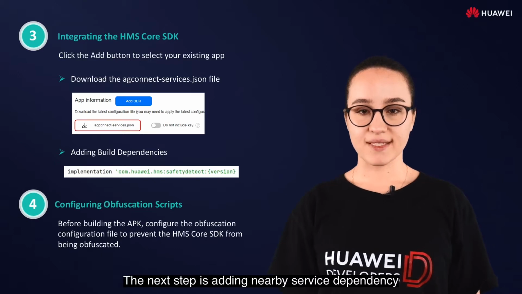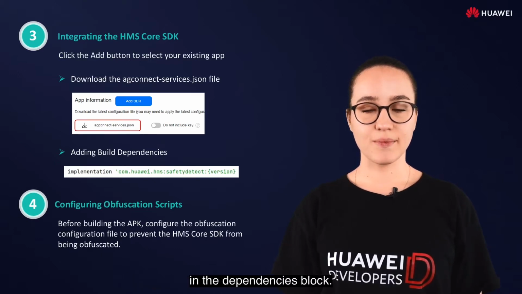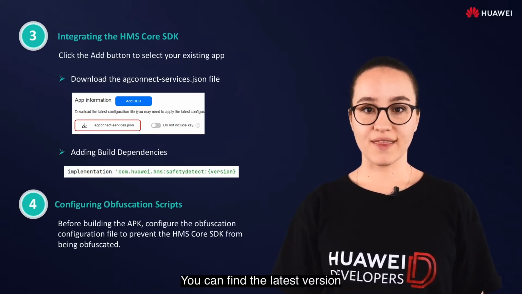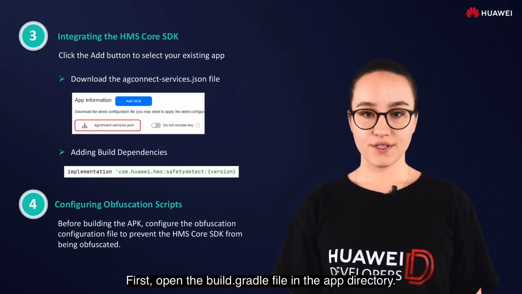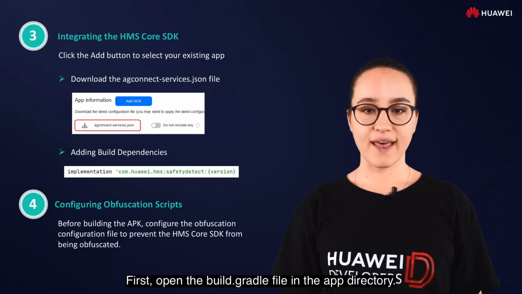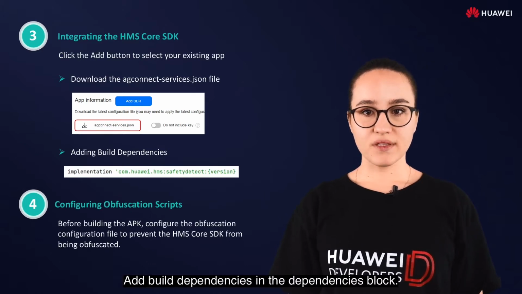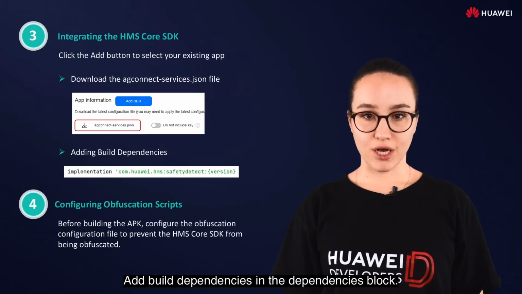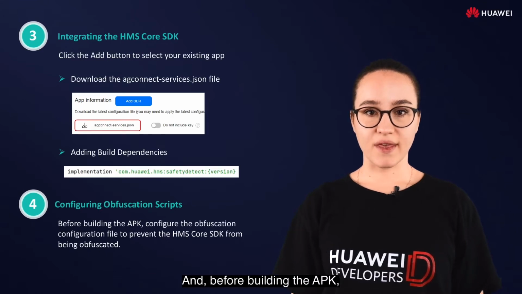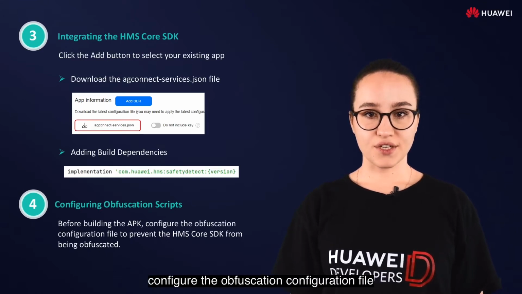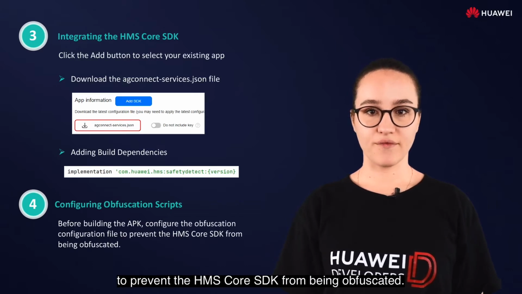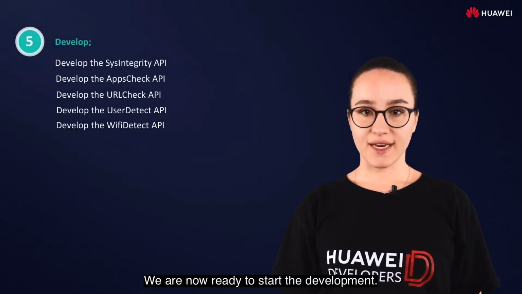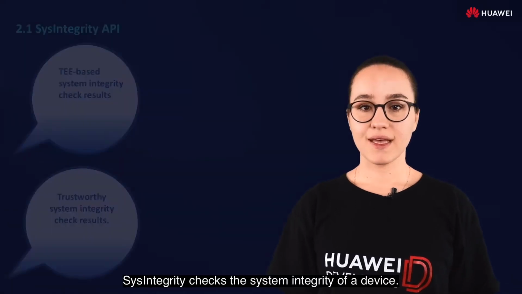The next step is adding Nearby Service dependency in the Dependencies block. You can find the latest version on the Huawei Developer official website. First, open the build Gradle file in the app directory. Add build dependencies in the Dependencies block. And before building the APK, configure the obfuscation configuration file to prevent the HMS Core SDK from being obfuscated. We are now ready to start the development.